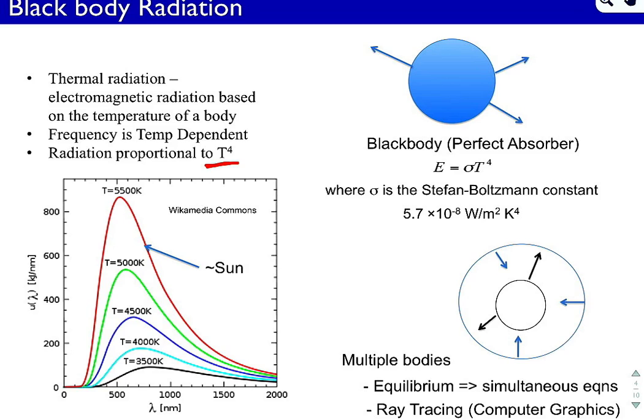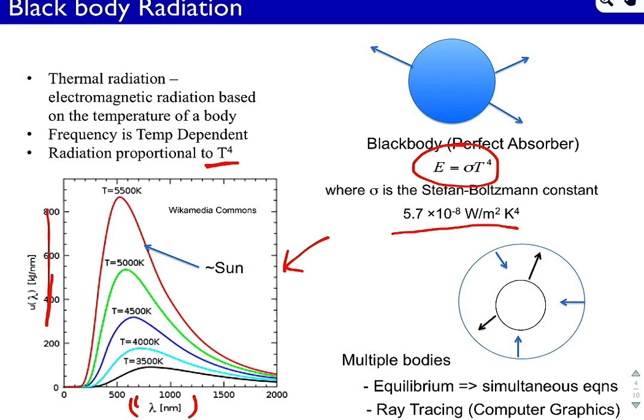The exact formula is given by the Stefan equation here. It's proportional to temperature to the fourth, where the constant of proportionality is the Stefan-Boltzmann constant, provided here. The spectrum of the radiation also varies with temperature, and here we have the wavelength in nanometers of the energy of the radiation in a power density curve.